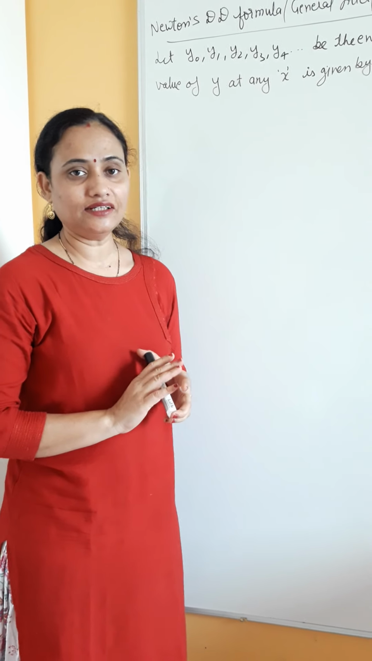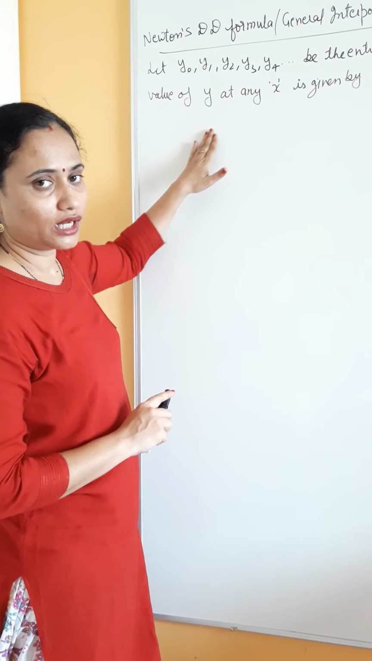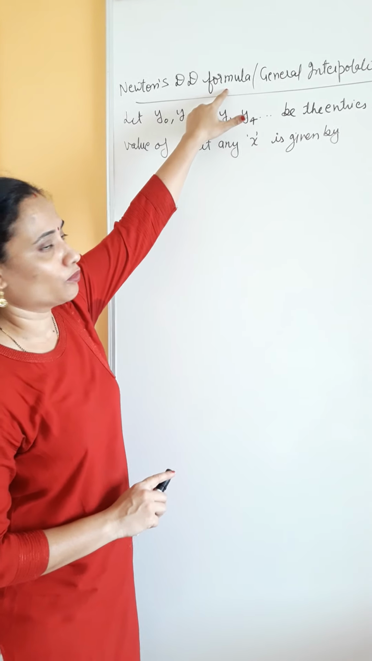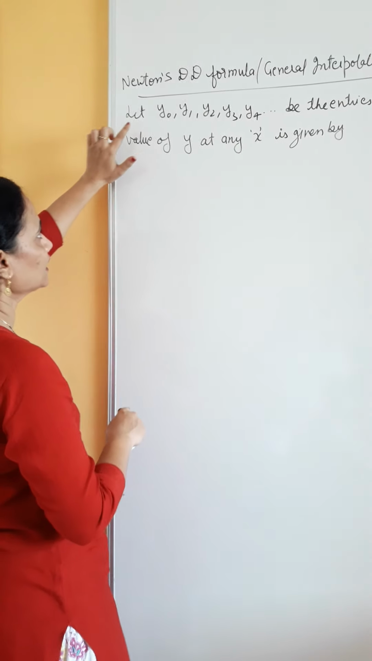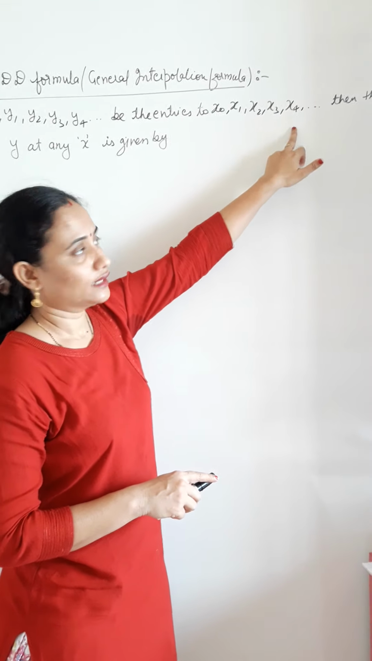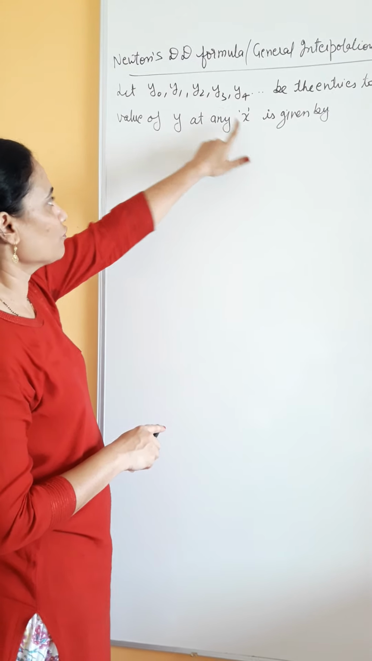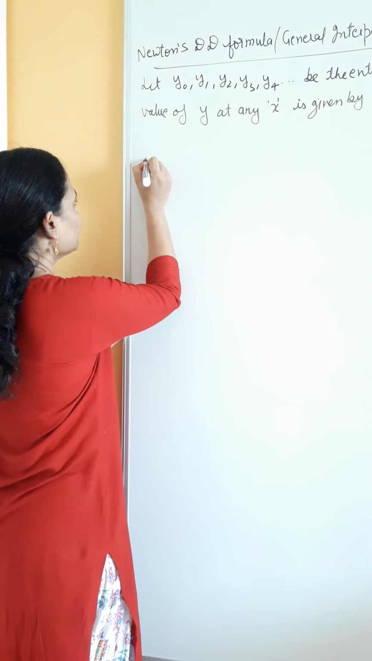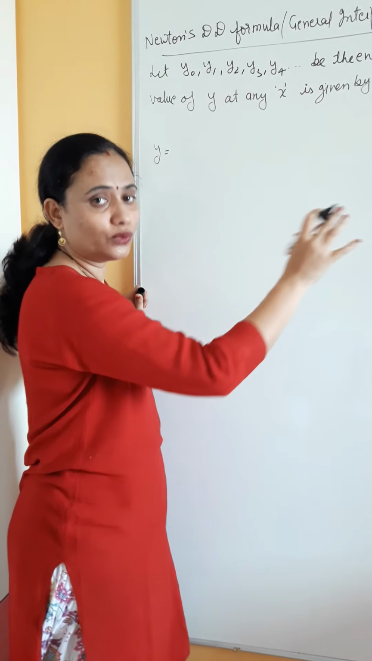Once we are done constructing the table with the given data, how do we apply the formula? What is the formula to find the value of y at x? Newton's divided difference formula, which is also known as Newton's general interpolation formula, is defined as follows. If y0, y1, y2 are the entries for some arguments, then we have to find the value of y at any x, the value given for which we have to find y. Then using the divided difference formula, y is given as follows. Now you understand the pattern of how I am writing. It will help you remember the formula.